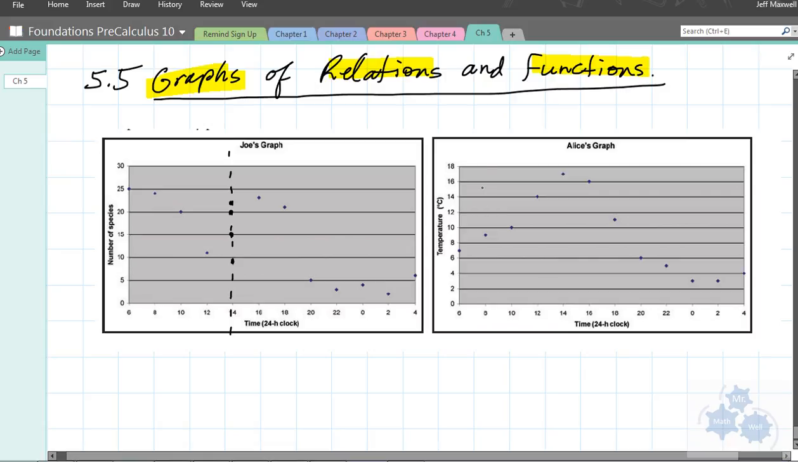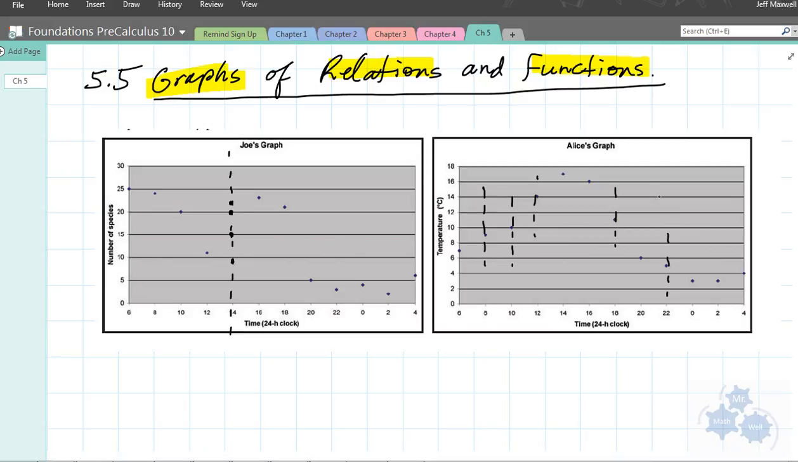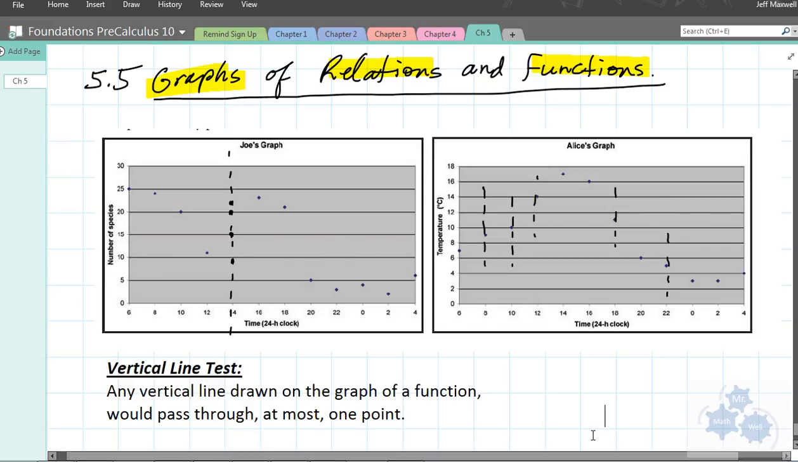So because any vertical line that we can draw through this graph only passes through one point, that means it's a function. That is the first major thing that we need to know from this section. And it's called the vertical line test. So let's take a moment to write out the vertical line test below. The vertical line test is defined like this.